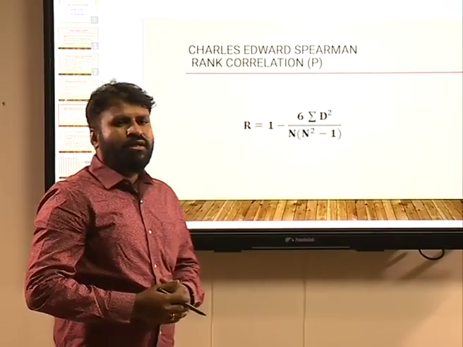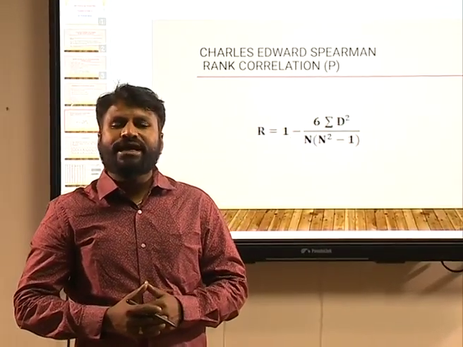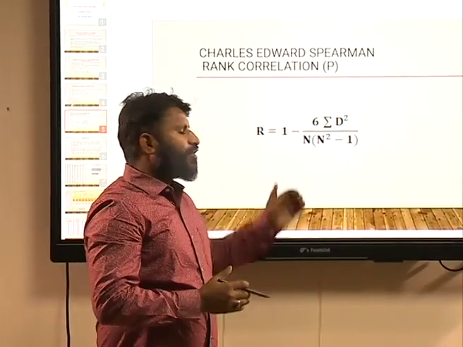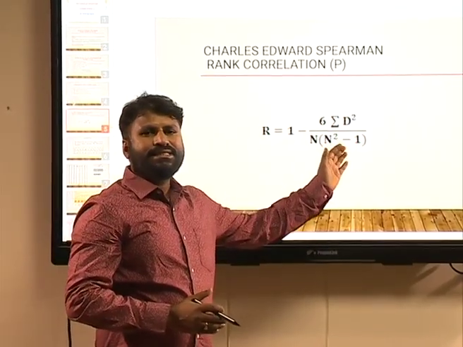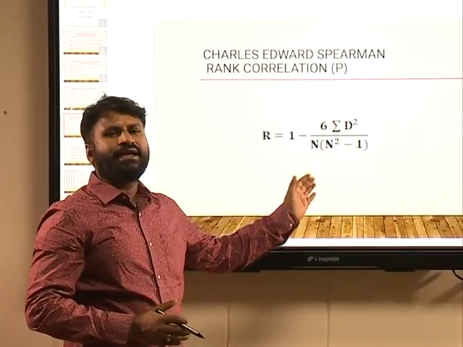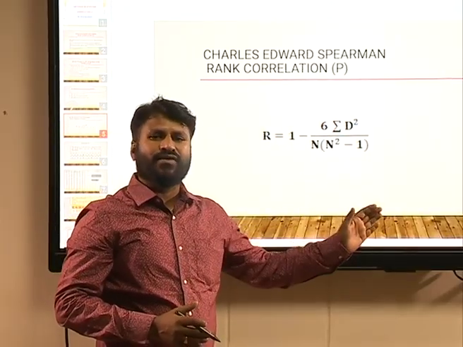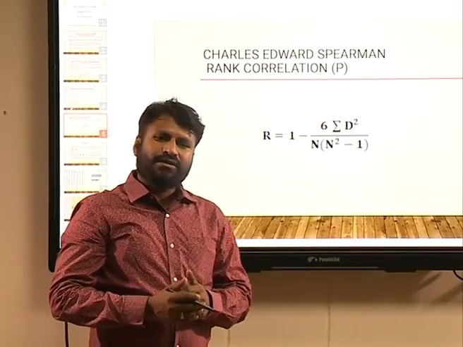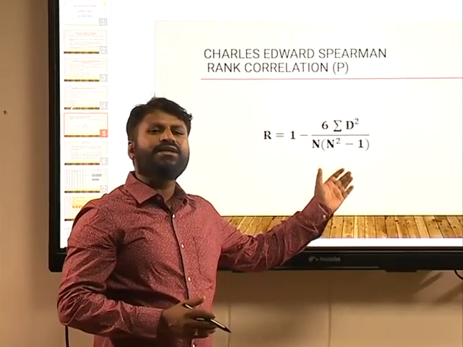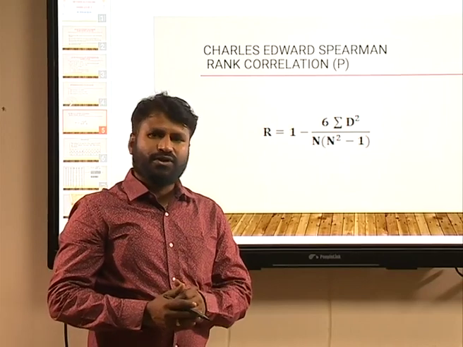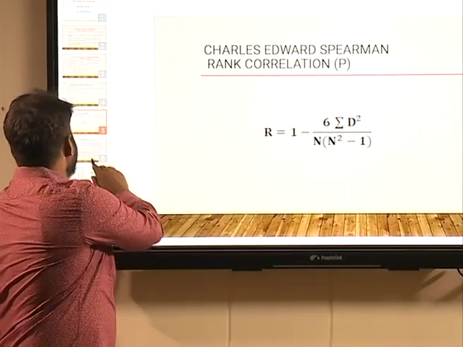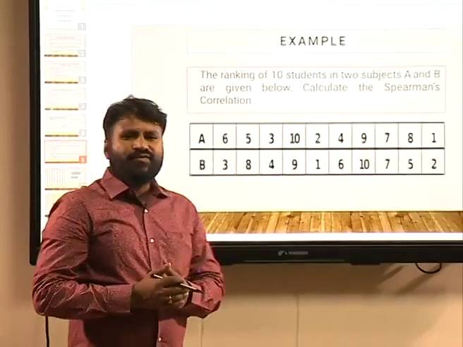First, when only ranks are given, we use this formula: R is equal to 1 minus 6 sigma d square divided by n into n square minus 1. Instead of n into n square minus 1, we can also use n cube minus n. So, let us see an example.